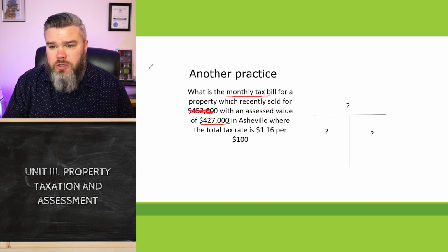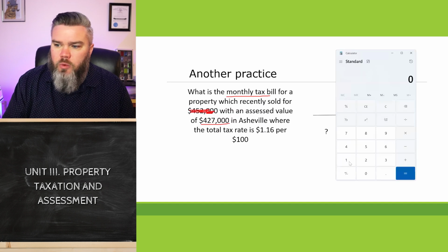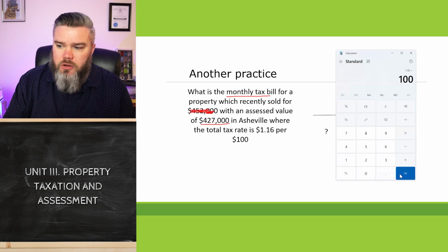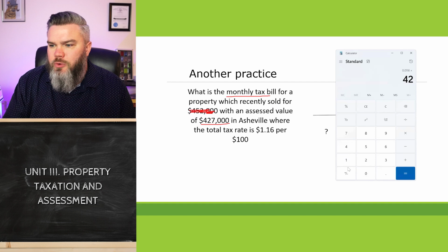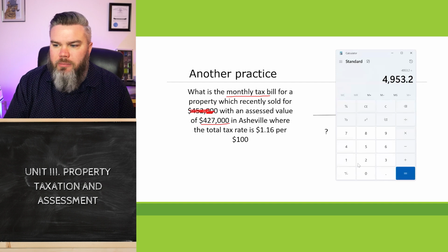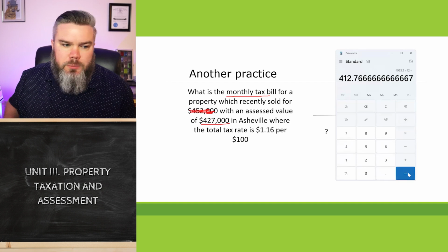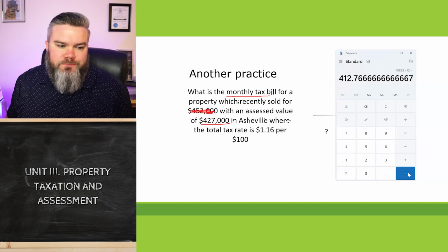And now it's just a run-of-the-mill math problem. So you've got your $1.16 per 100. Personally, I told you I like to just divide it by 100 and convert it to the per dollar rate. Per dollar rate times your assessed value of $427,000 gives us our annual tax bill, but we are looking for the monthly, so yet again divided by 12. $412.76 or 77 depending on how you round it.